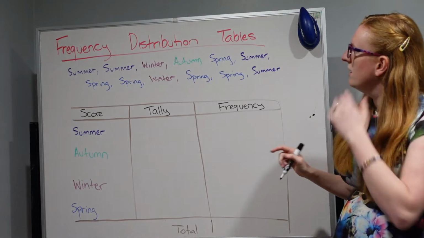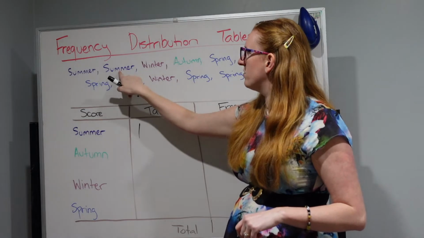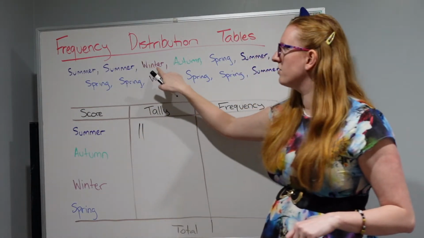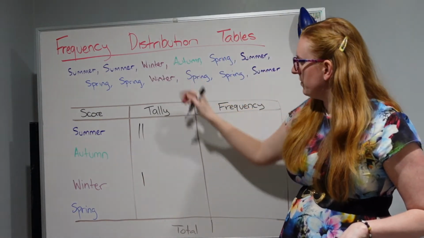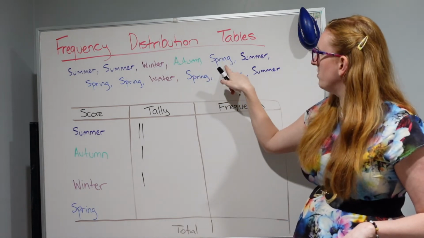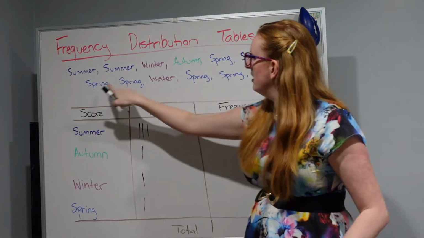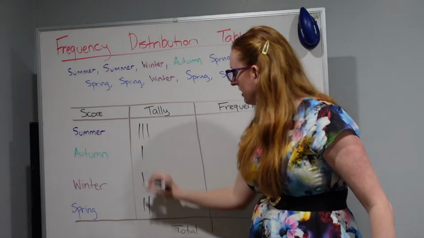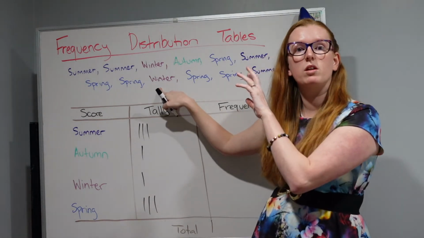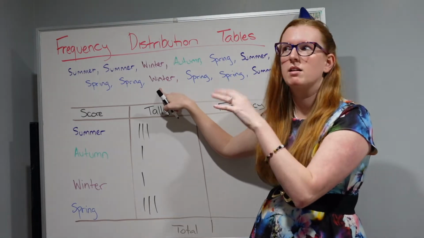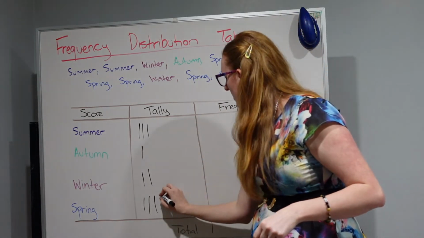Let's give this a go. So we had a vote for summer, so I'm going to put a tally mark there. I have another vote for summer, tally mark there. Now I've got a vote for winter, so I'll put a vote down here for winter. We've got a vote for autumn, so we'll put one there. A vote for spring, put a tally mark there. Another for summer, put one there. Spring again, spring again. Now, if you find it helpful, you can cross them off in your data up the top so that you don't make a mistake. But anyway, so winter, spring again, spring again.